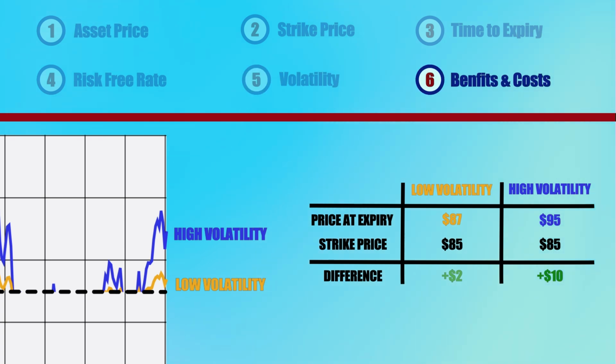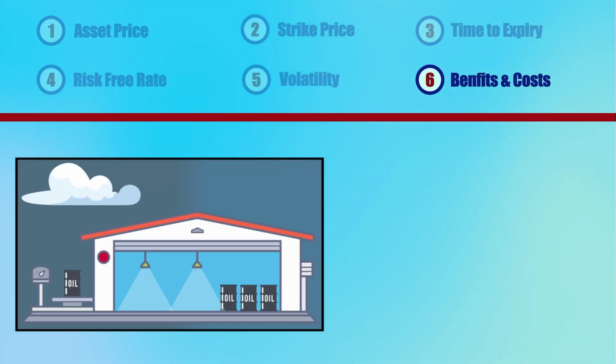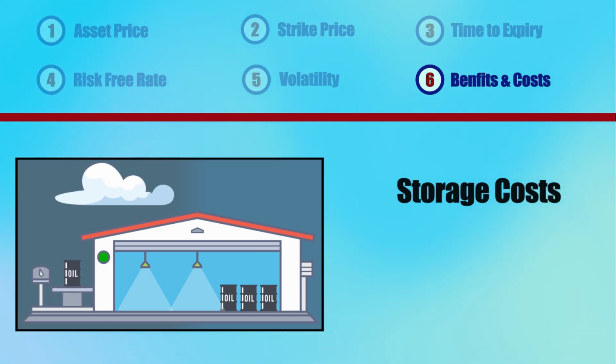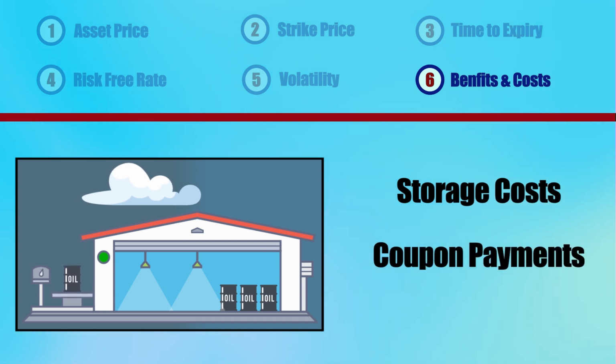Finally, the benefits and costs of holding the underlying asset need to be considered. If you buy a barrel of oil today, but only require it in 1 year, then you will need to pay for the storage of the barrel. Likewise, if you have an option on a government bond, then you won't benefit from the coupon payments until you exercise the option. So these factors relating to the asset will impact the value of the option.